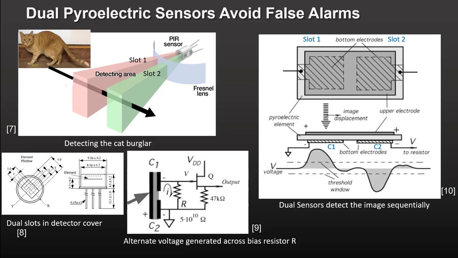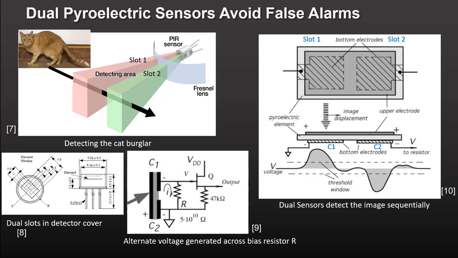When the burglar passes slot 1 of the detector, capacitor C1 charges, creating a voltage greater than the threshold window. The JFET transistor is used as an impedance converter and a voltage follower. This triggers a signal that the burglar has been detected. Presumably, the burglar continues past slot 2, particularly if he thinks he's headed to where the cash and jewelry is located. Then capacitor C2 charges, generating a voltage of the opposite polarity. A second signal is sent that the burglar has been detected.